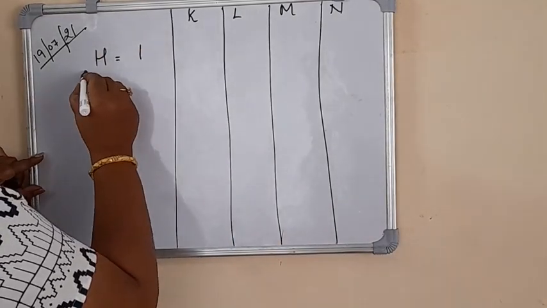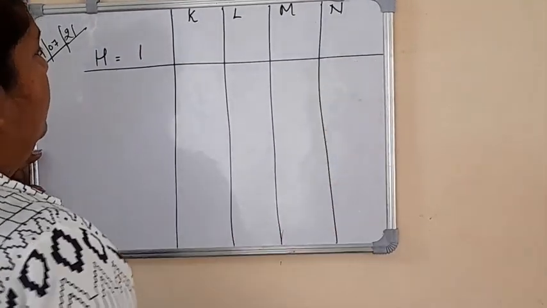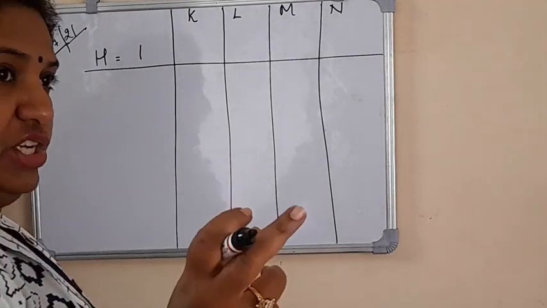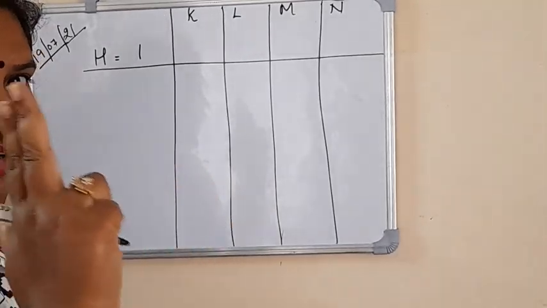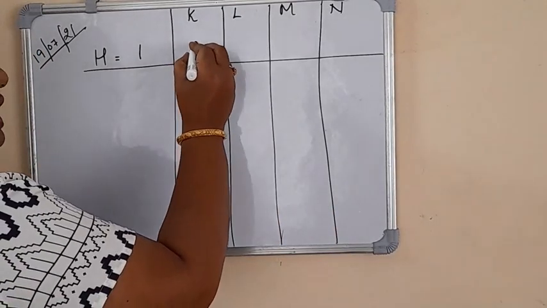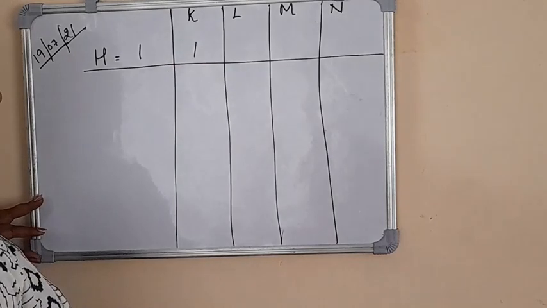Okay. Now, hydrogen. Atomic number is 1. So, K shell can accommodate a maximum of 2 electrons. So, we give the 1 electron to the K shell.